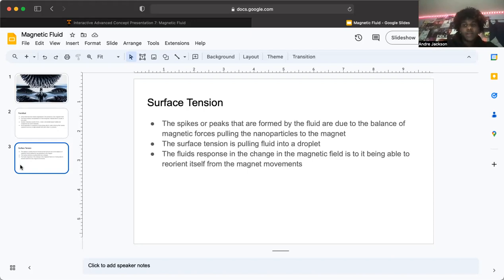Unfortunately, you see in my video that it wasn't able to form as big of spikes as it did in the video that we were shown. So yeah, I'll go into that in a bit. The surface tension is pulling the fluid into a droplet, which you'll see in the video as well. It makes a little circle around the magnet. The fluid's response to a change in the magnetic field is to reorient itself from the magnet movements. Okay. So I'm going to stop sharing my screen.